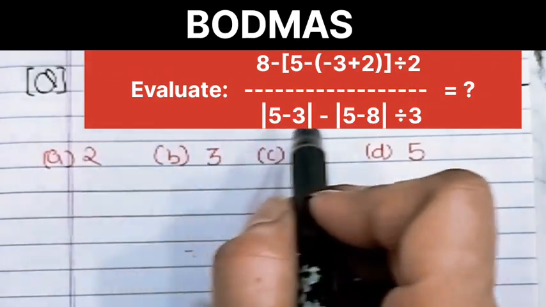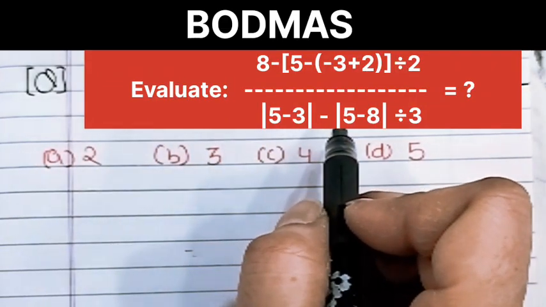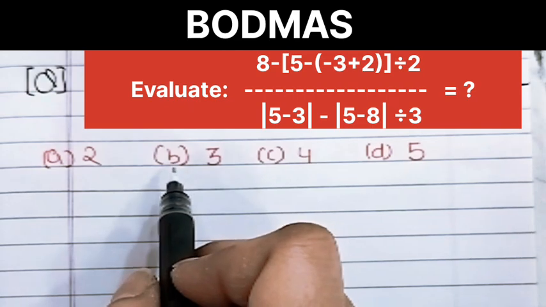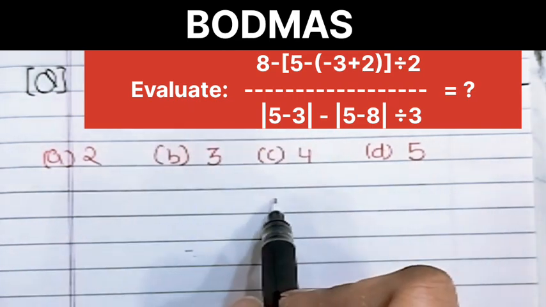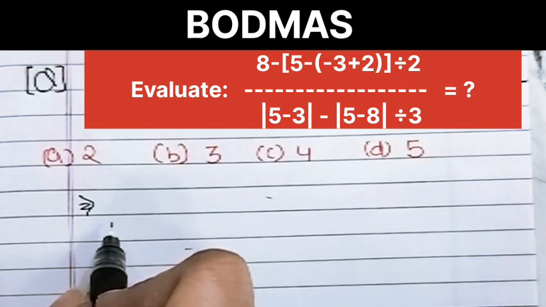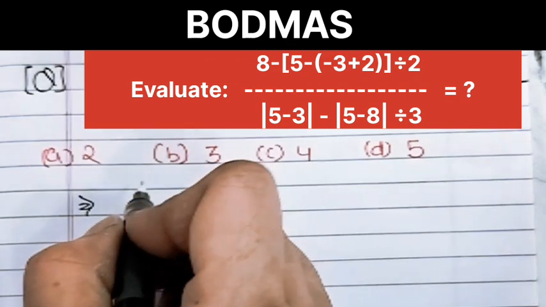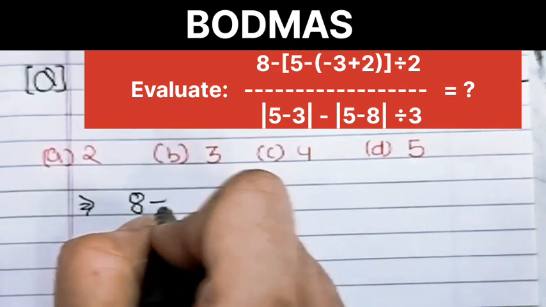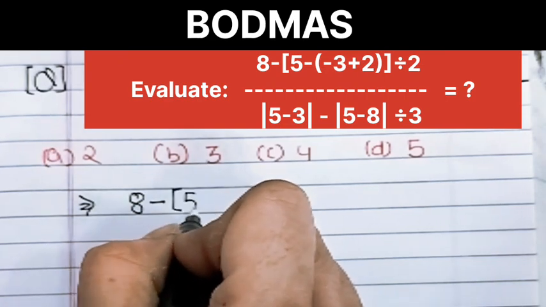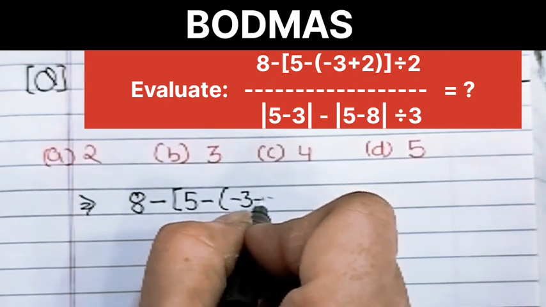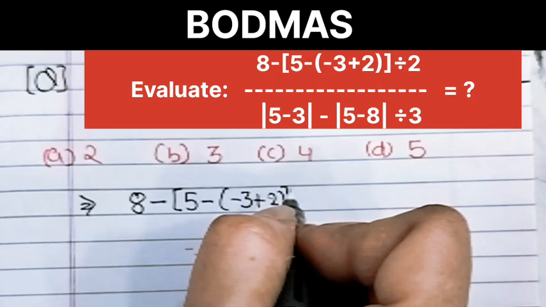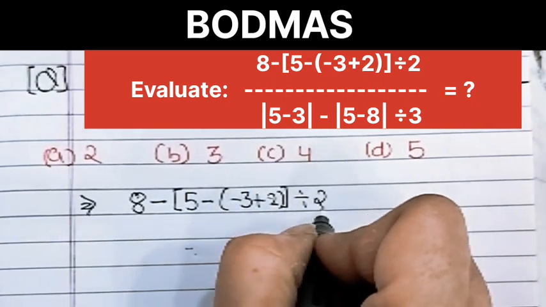So friends, to solve this expression, we follow the BODMAS rule. A useful trick for a complex fraction is to simplify the numerator and denominator parts separately before the final division. Simplify the numerator. Now the expression of the numerator is 8 minus [5 minus (3 plus 2)] divided by 2.